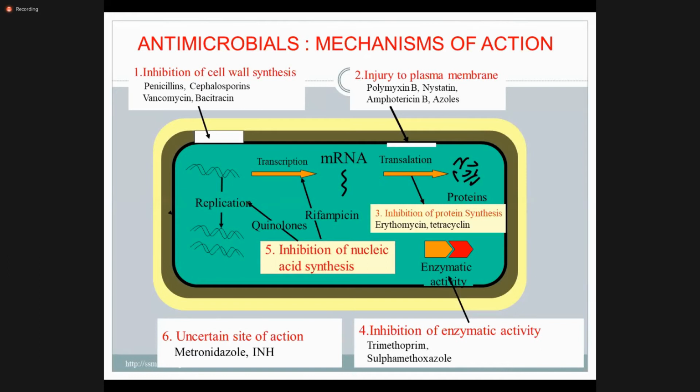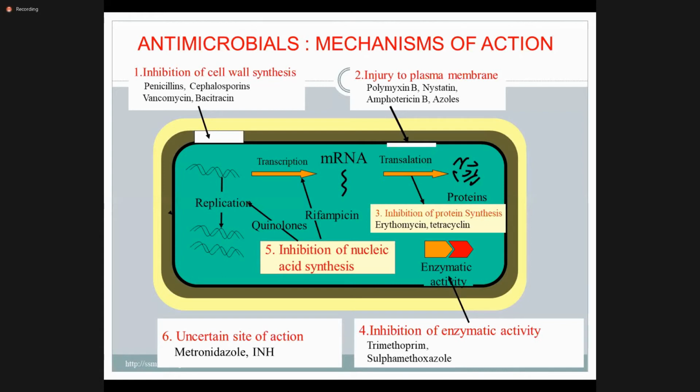Uncertain site of action: we have different groups in which we are not sure about the mechanism of action, but these are very important drugs that we are using clinically. Common examples are metronidazole and INH, that is isoniazid. Isoniazid is used in the treatment of tuberculosis, and metronidazole has the very famous market name Flagyl, that we use commonly.